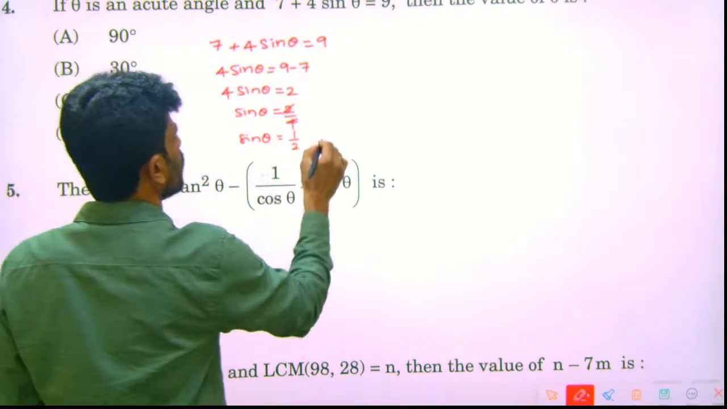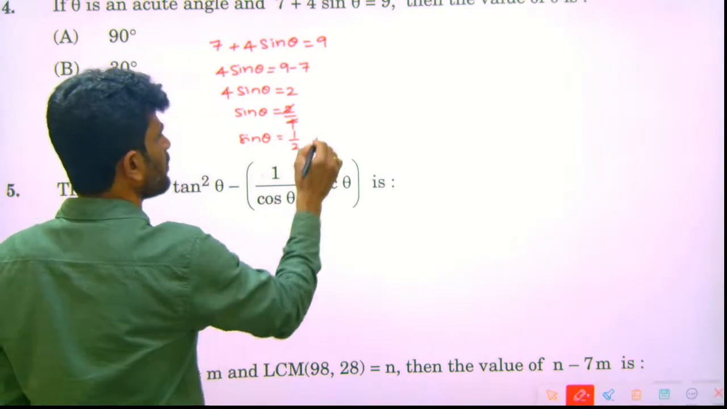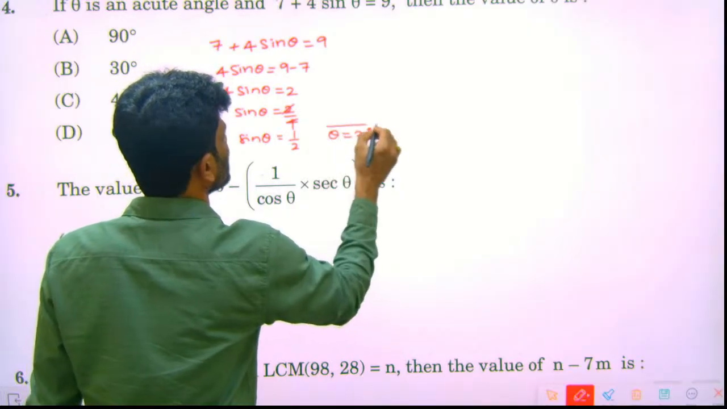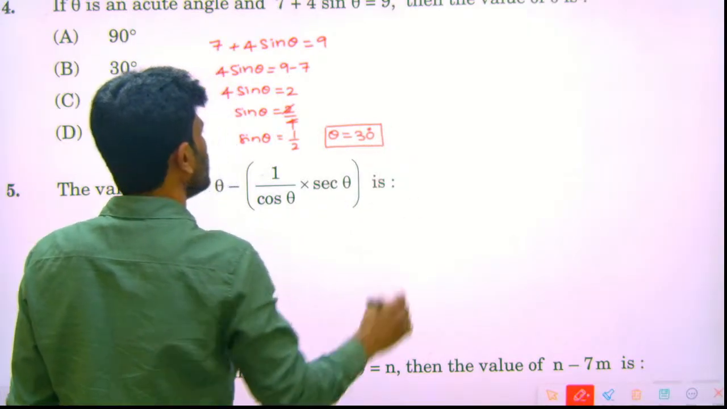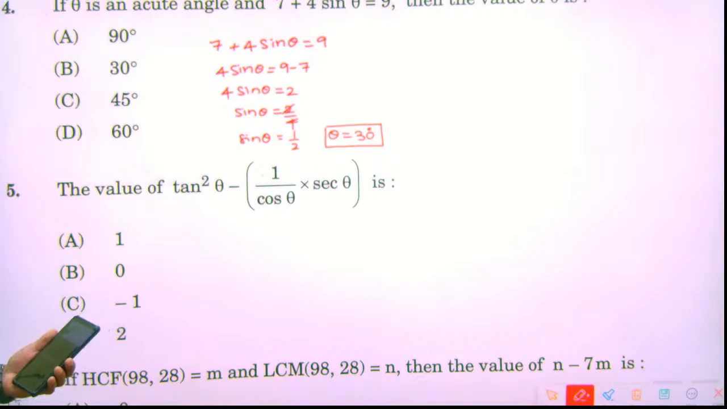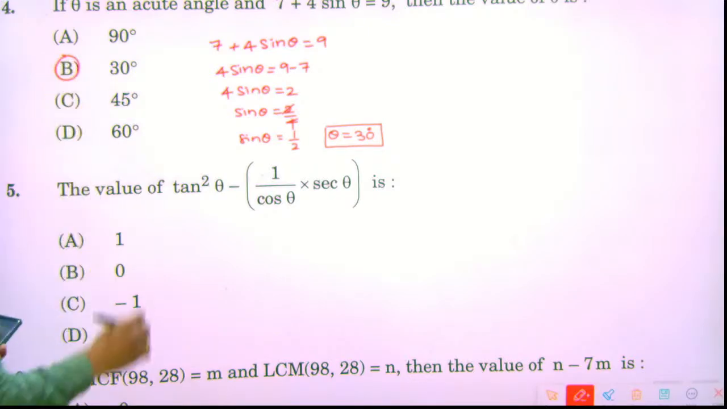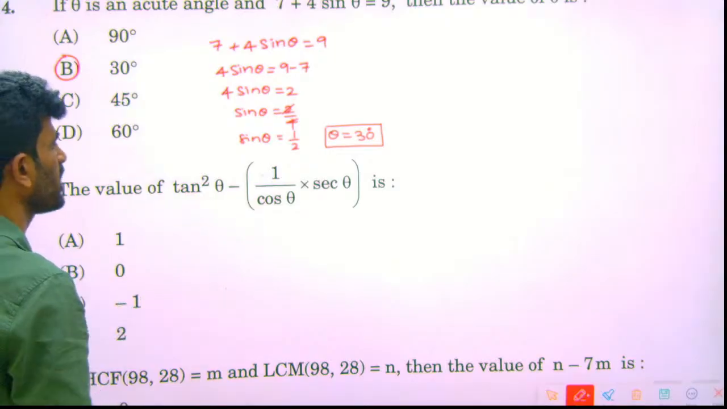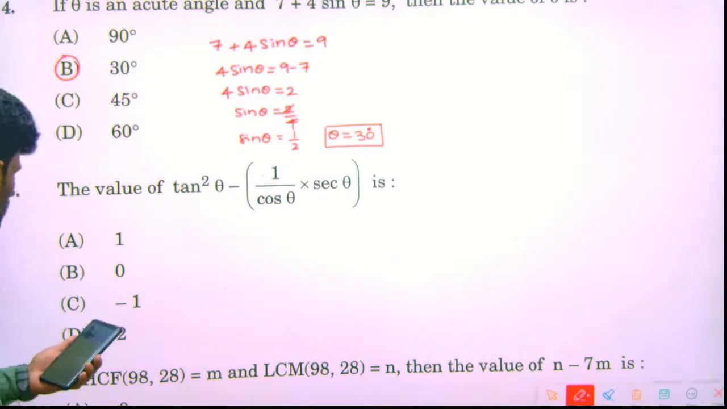So at what angle do we have sin theta 1 by 2? Theta is equal to 30 degrees, because sin 30 degrees is 1 by 2. Theta is equal to 30 degrees. Fourth one, option B, correct. Fourth one is option B, that is correct. Now the next one, the value of tan square theta minus 1 by cos theta into secant theta. What is fifth one? Did you answer?